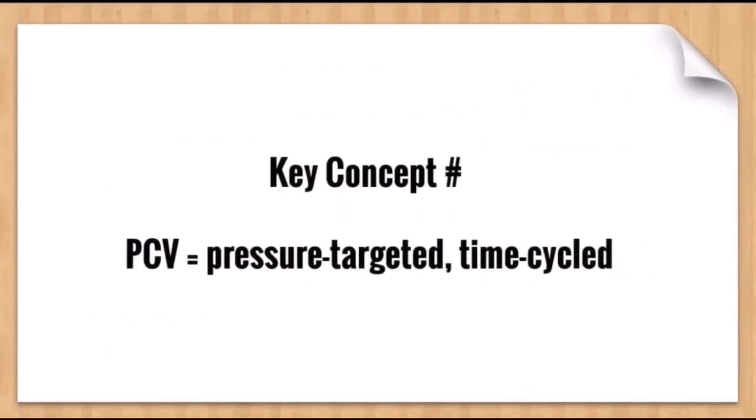Now the key concept in pressure control ventilation: pressure is targeted, time is cycled. So pressure control ventilation is time cycled, pressure targeted, and the trigger is assist control. And you can see change in the flow waveform pattern, and you can see the change in the tidal volume time graph, but you cannot see any change in the pressure time graph.